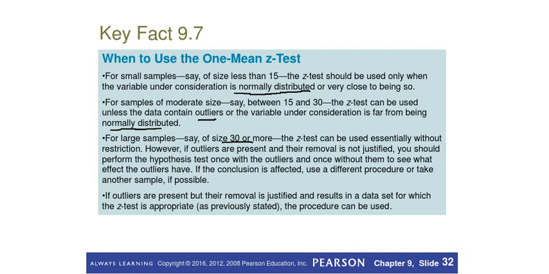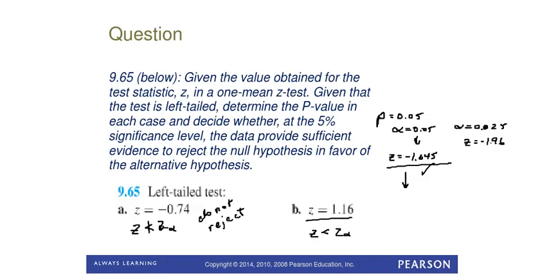We look to see if there are outliers, and if those outliers are affecting it, then we might want to consider how we're looking at our data. But if outliers are present and their removal is justified, we should remove them before using the z-test. Remember, the principle is that if one of these rules is violated in even a small way, we should not use that test. All right.